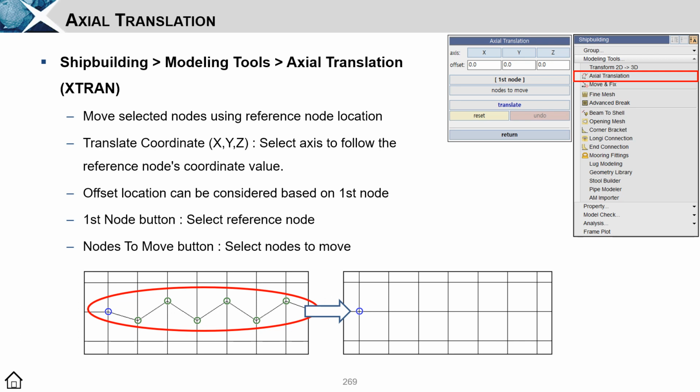This is a feature to align the node using the reference node location. First node is the reference node. You can move selected nodes using the reference node locations. If you want to change the first node, click the Control key plus the alphabet B key to change the first node.